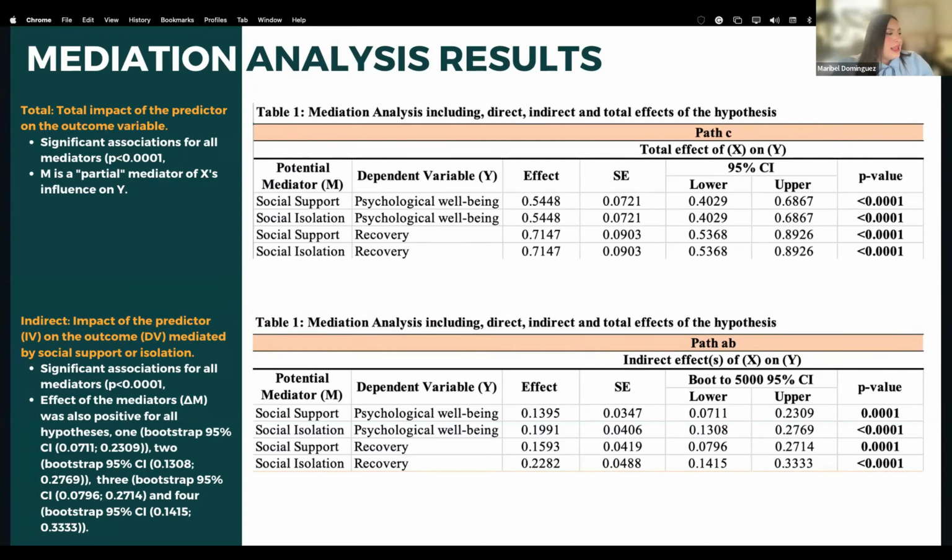And so then we have the path AB that includes the mediator. And so all of the results came out as statistically significant, letting us know that the effect of the mediators was positive on all hypotheses, meaning that the relationship was not negative. And so having social support and not having social isolation in a way based on the results aided in psychological well-being and recovery.